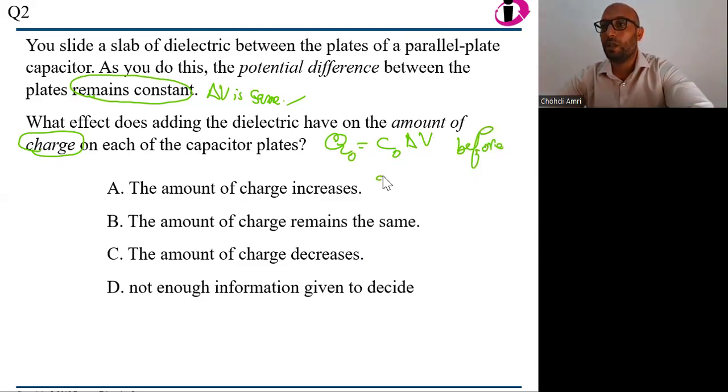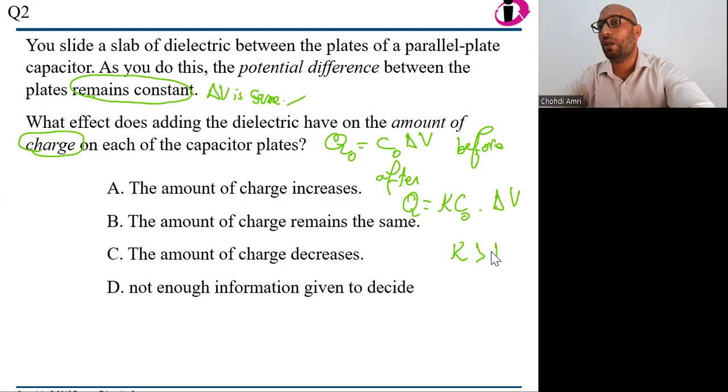After the dielectric, Q equals kappa multiplied by C naught, multiplied by delta V, because delta V is the same according to this question. So what happened here? Kappa, as you know, the dielectric constant, is greater than 1. So what happened to the charge Q? It's going to be greater than Q naught, so it's increasing. So the amount of charge is increasing.